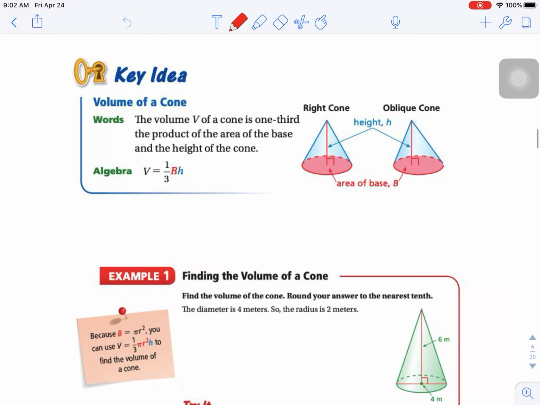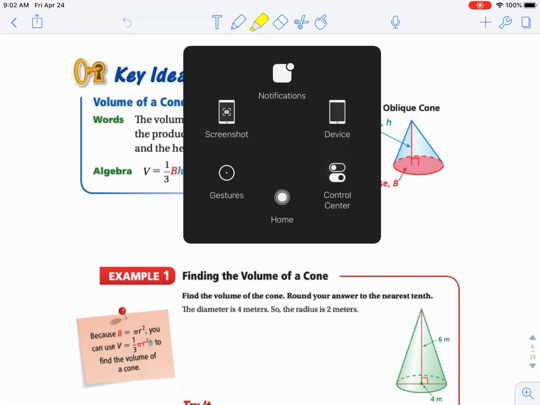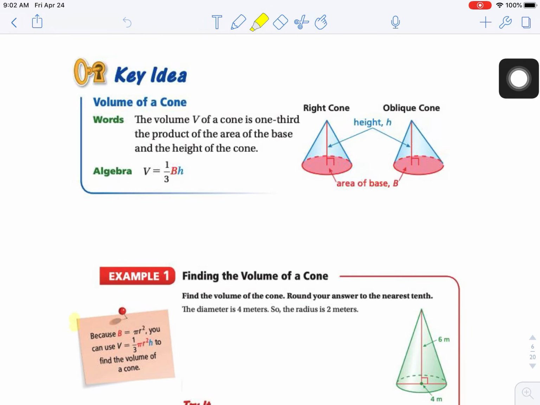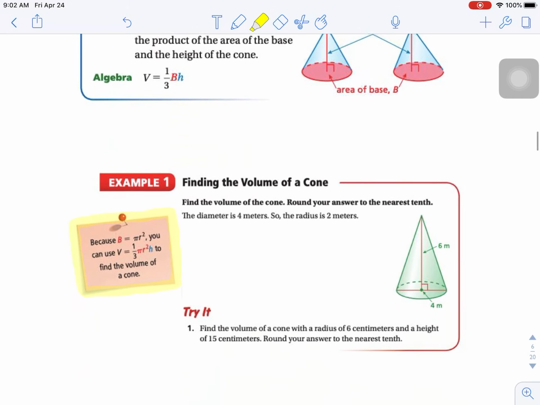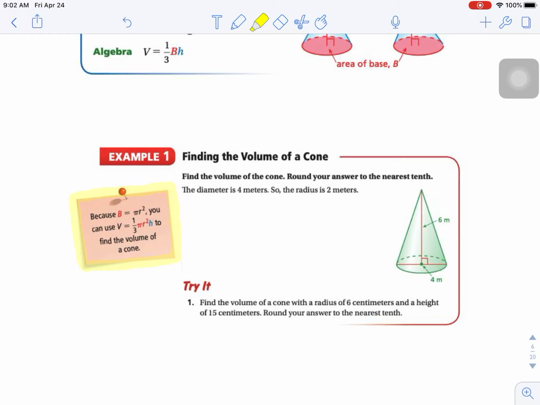What we need to know about a cone is that a cone is similar to a cylinder, but it is 1/3 that amount. So our formula is 1/3 base times height. Again, keep in mind the base is still a circle. So you'll notice in this little note here, if the base is a circle, which would be pi r squared, our formula becomes 1/3 pi r squared h.